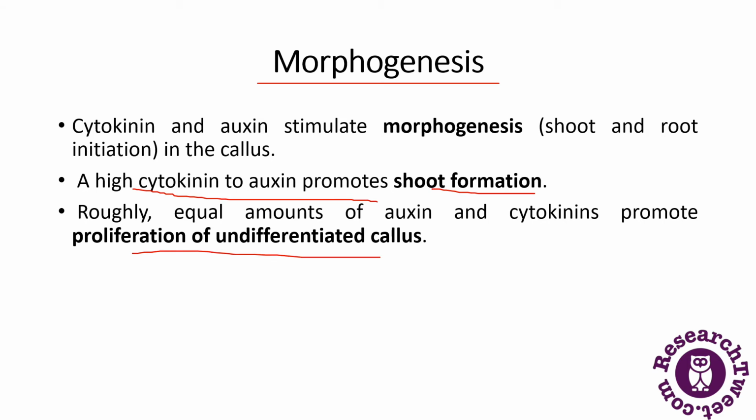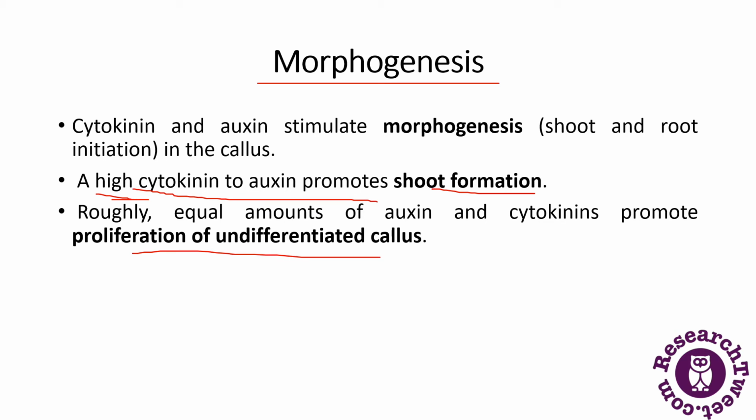So we only have to see that where there is a high cytokinin to auxin ratio, there will be shoot development. When the auxin to cytokinin ratio is high, that will lead to root development, and equal amounts of auxin and cytokinin promote the proliferation of undifferentiated callus. Both cytokinin and auxin induce crown gall formation in dicot plants. What is crown gall? It basically originates from plant tissue that has been infected by the bacterium Agrobacterium. So this was about the morphogenesis part.